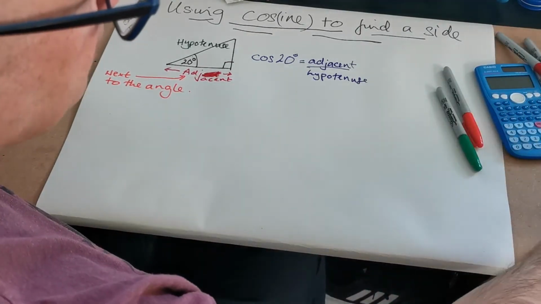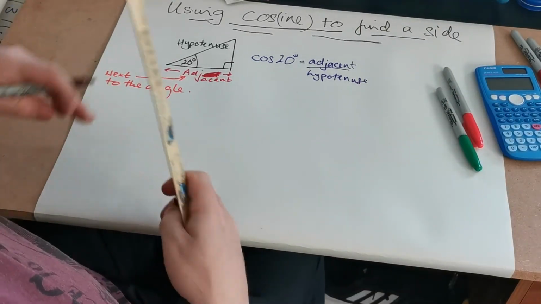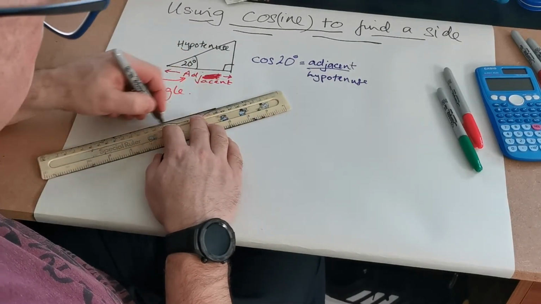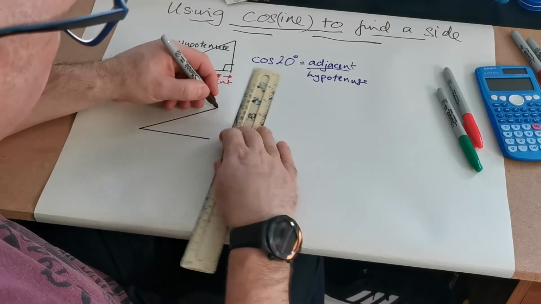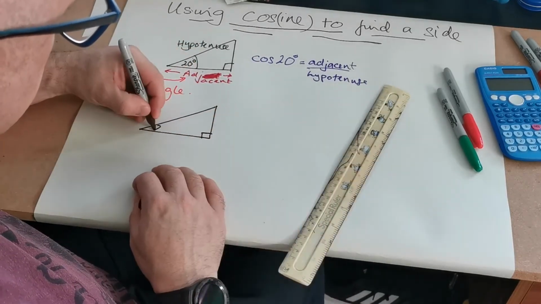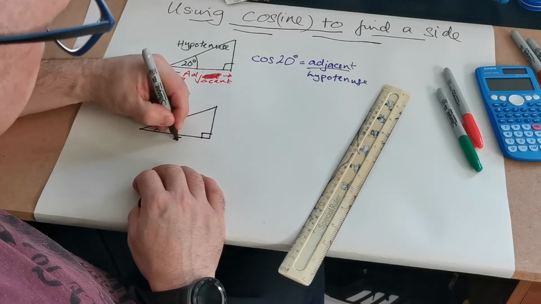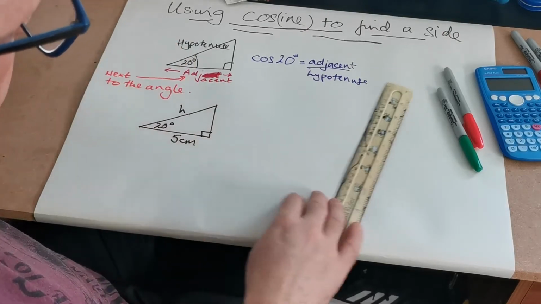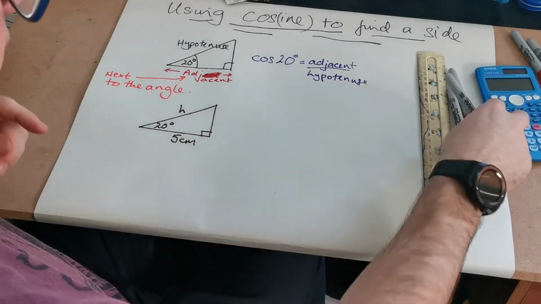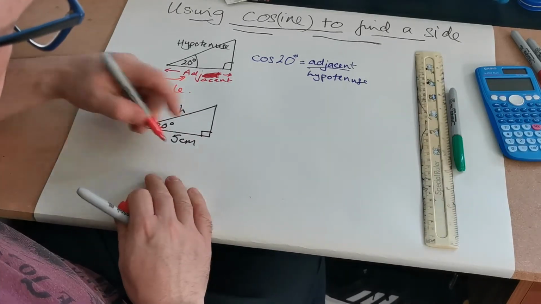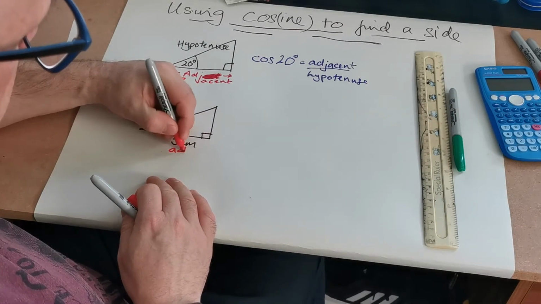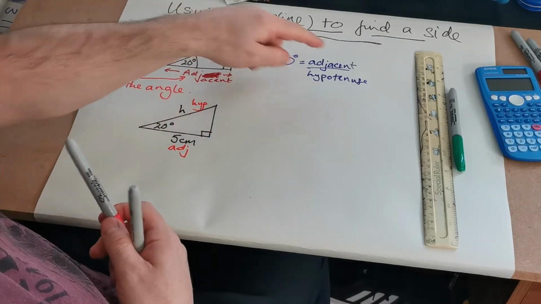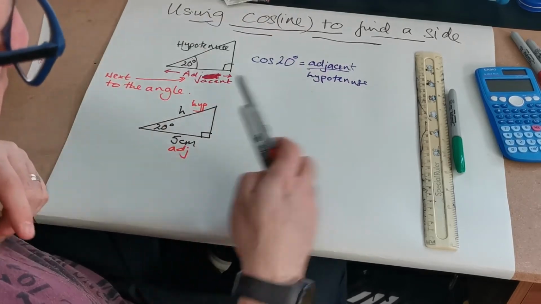So we use this in questions where we are given either the adjacent or the hypotenuse and asked to find the other one out. So for example, if this is 20 degrees, this is 5 centimeters, and I need to find what this is. I would first start off by labeling my sides. This is my adjacent, this is my hypotenuse. And I know that cos 20 is equal to the adjacent divided by the hypotenuse.